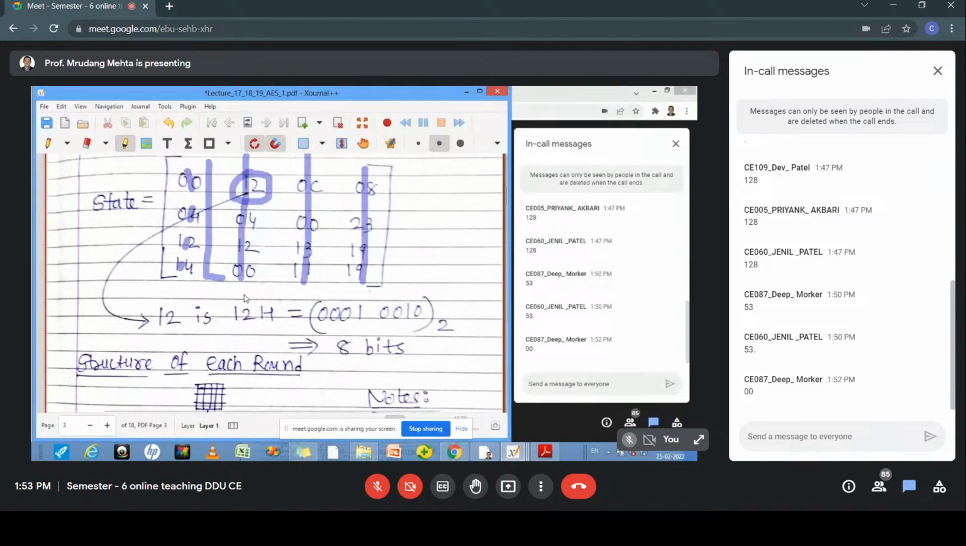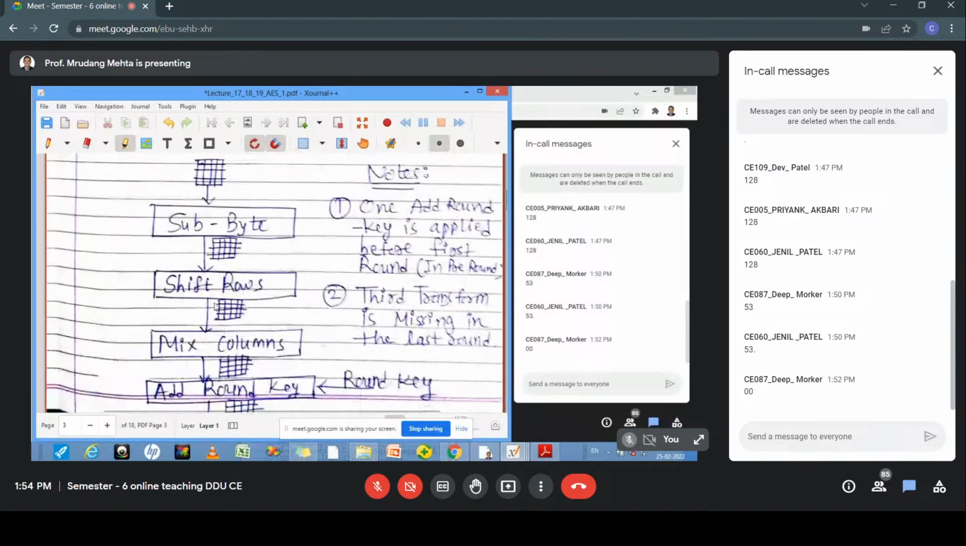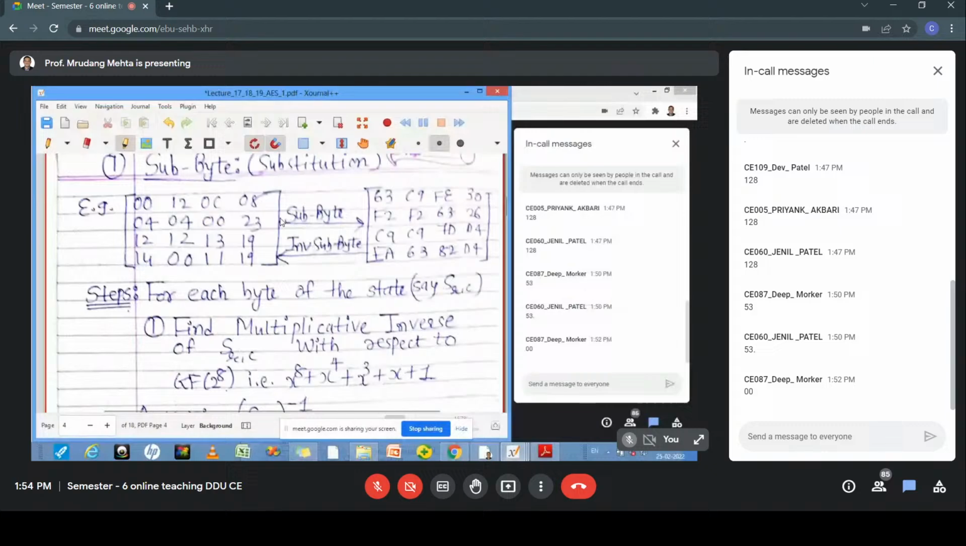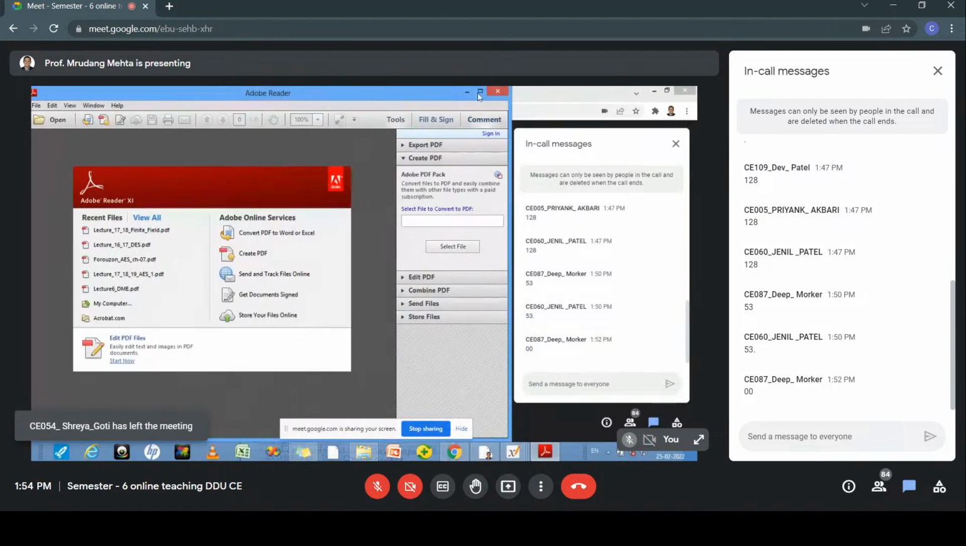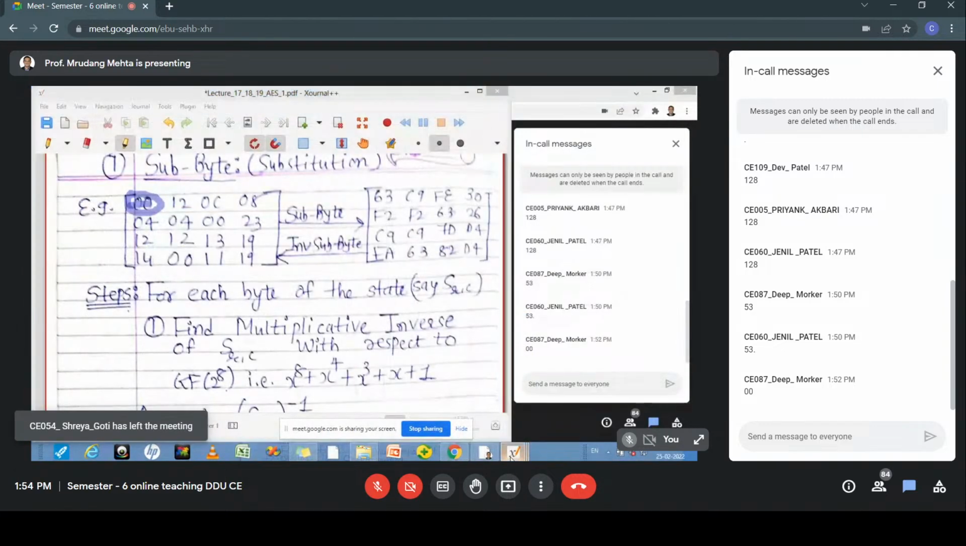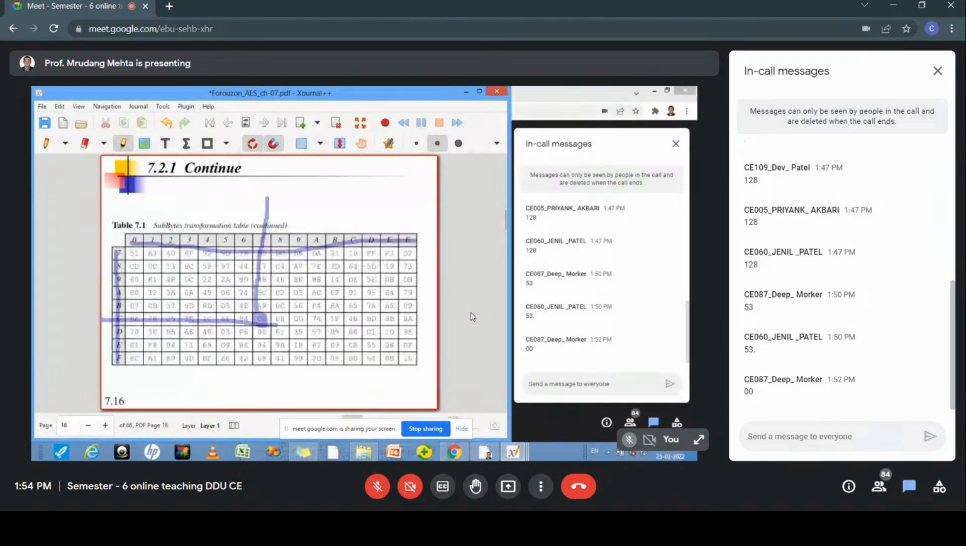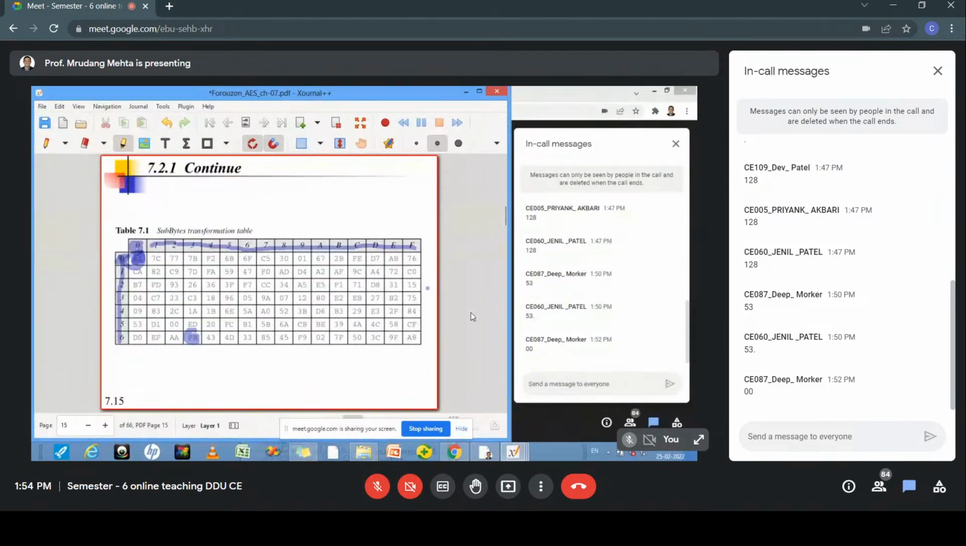So if we want to perform substitution of 12, what we do is we see row number 1 and column number 2. This is what I already explained to you. Now see, if we take the first value 00 and look at this table, the value which we are getting is 63.